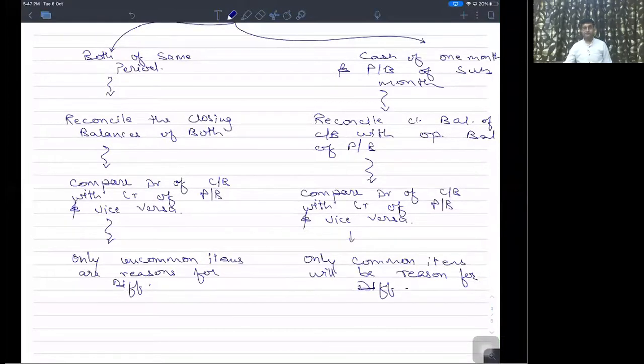Am I right? Yes, I hope you have understood the basic concepts of reconciliation statement. हाँ, अब आपके सवाल पूछ लो, फिर मैं आगे बढ़ता हूँ to the examples.